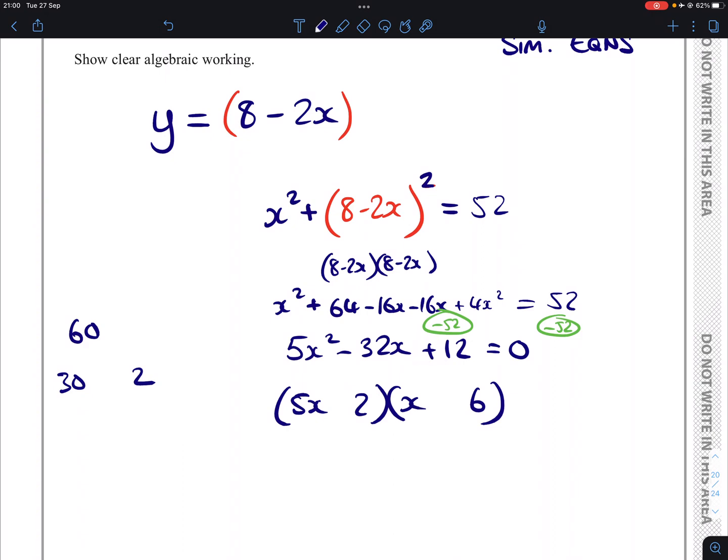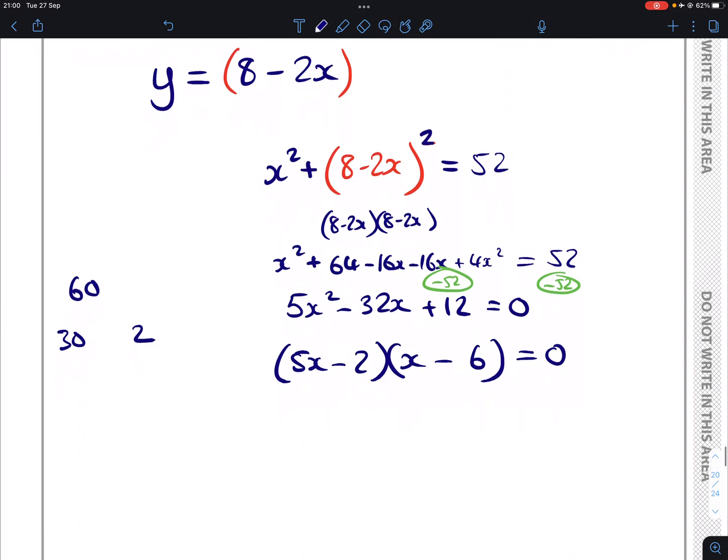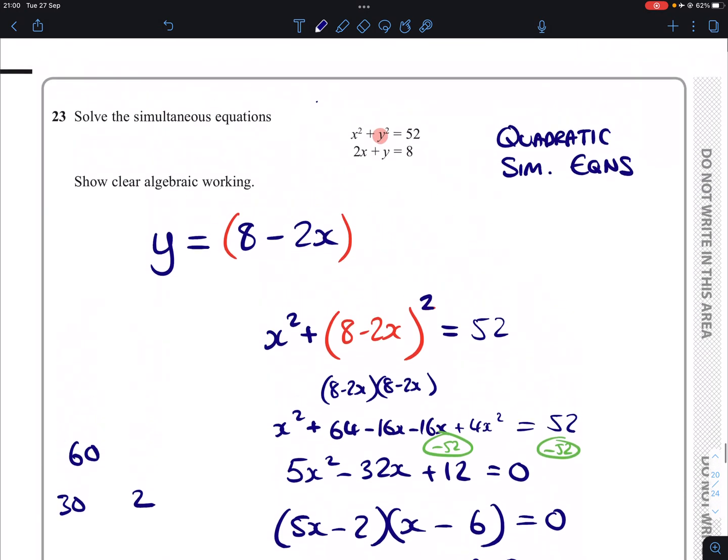Both of these are the same sign. The negative in the middle gives it away that they both have to be negative, therefore that is us having factorized. That will then give us 5x minus 2 is 0, and x minus 6 is 0, giving us an x is 2/5, or 0.4, and an x is 6. Halfway done, although kind of more than halfway in terms of the marks.